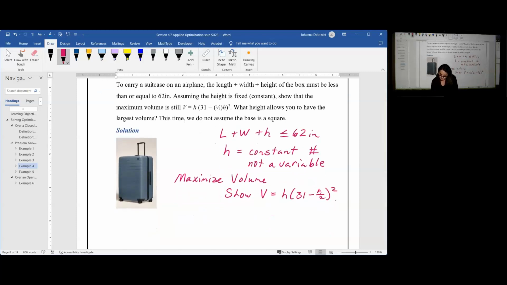Okay, I've got to show that first. Then what height allows you to have the maximum volume? Do not assume the base is a square.